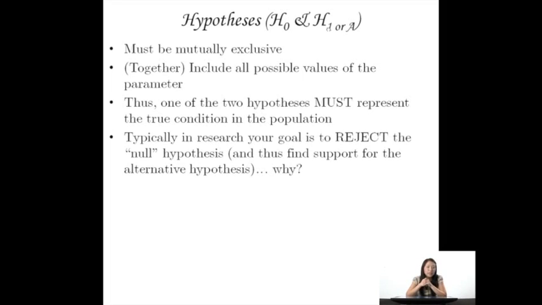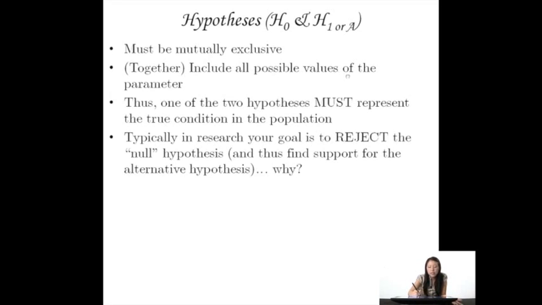So you can't have a null hypothesis and an alternative hypothesis like mu equals 1 and mu equals 2. They're not mutually exclusive. If one is false, the other one doesn't have to be true. It could be true, but it doesn't have to be, right? Whereas mu does not equal 1 and mu equals 1, those are mutually exclusive. If you rule out one, you absolutely know that the other one has to be true.